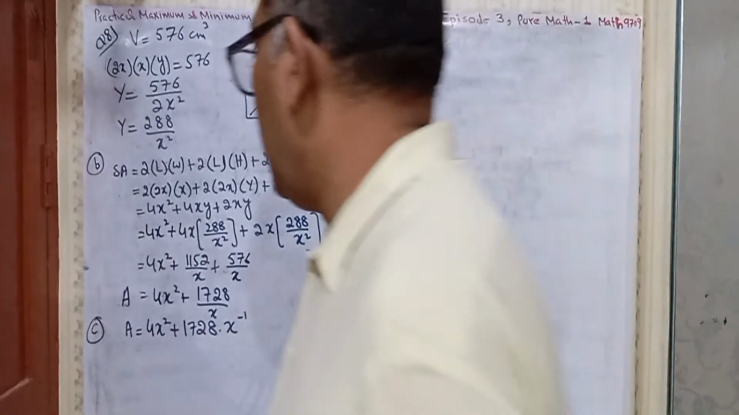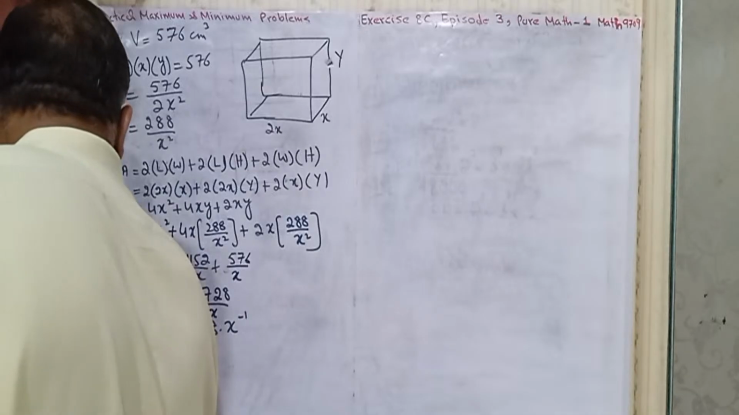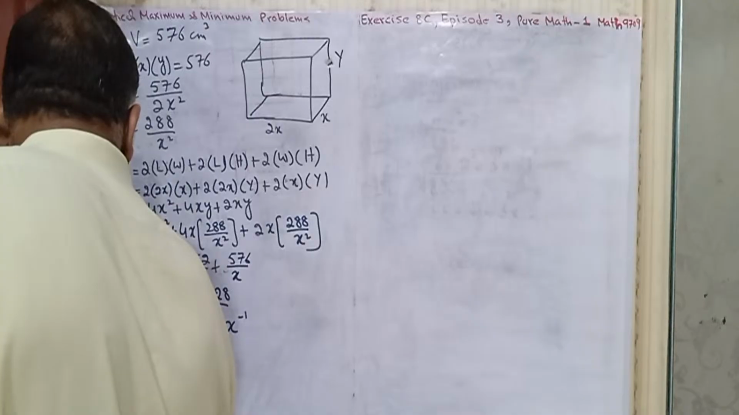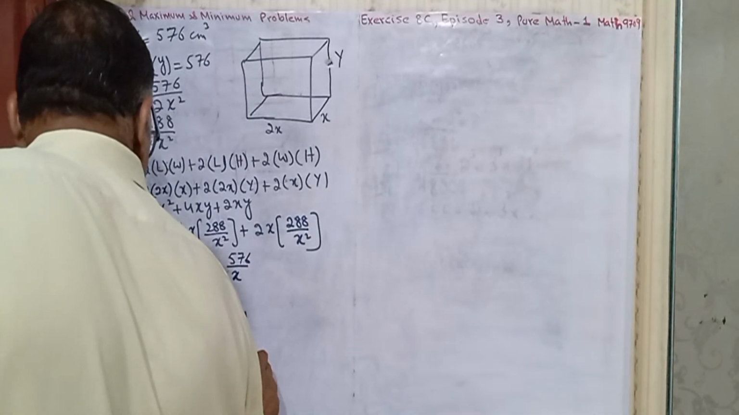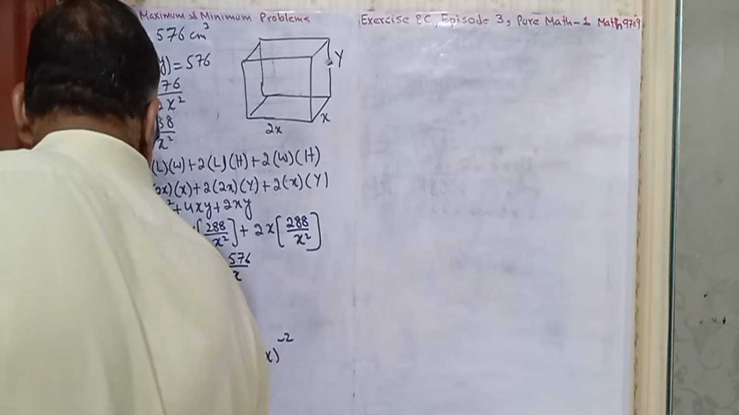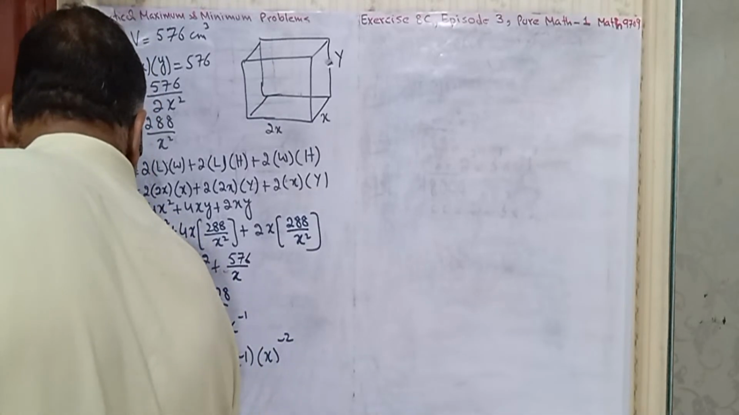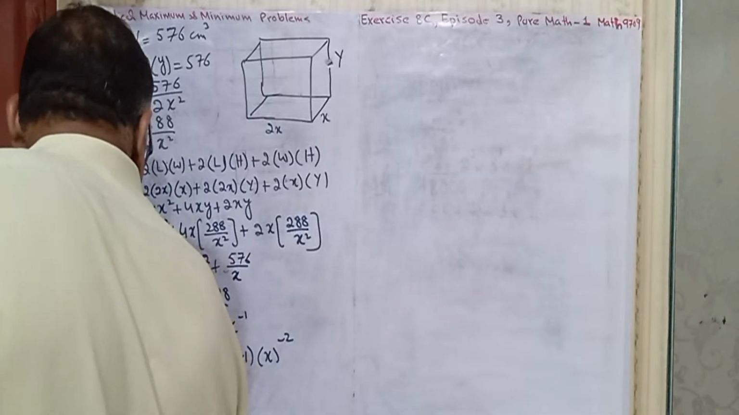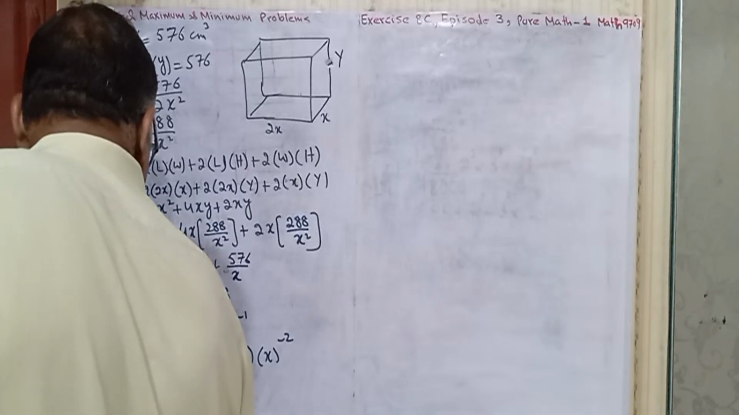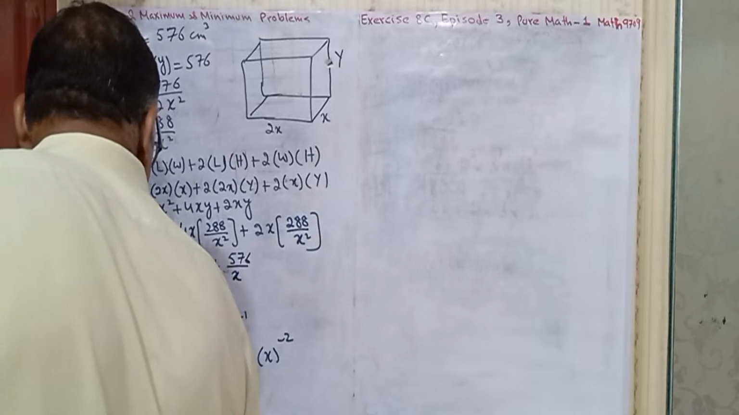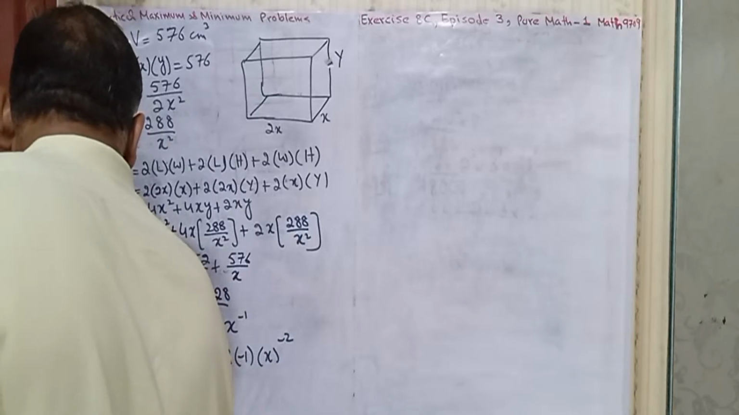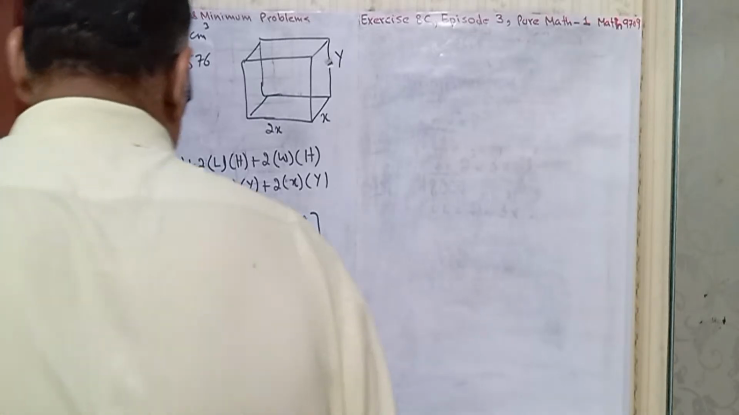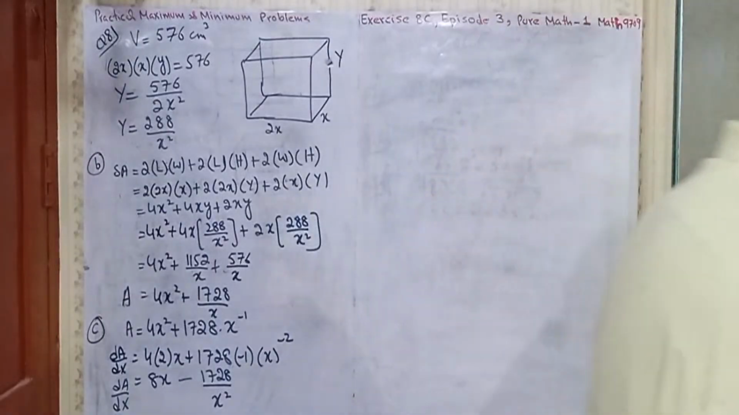So I will differentiate it. We will have dA by dx equals 4 into 2 into x plus 1728 into minus 1 into x raised to power minus 2. So you will have 8x minus 1728 divided by x square. So this is my dA by dx. So this is my derivative.